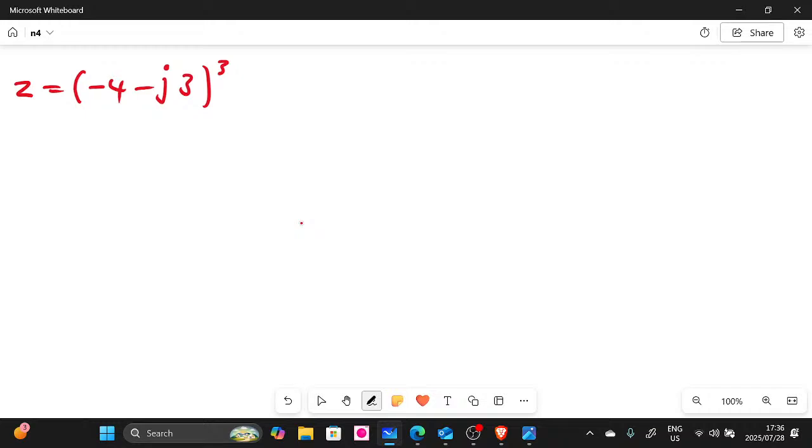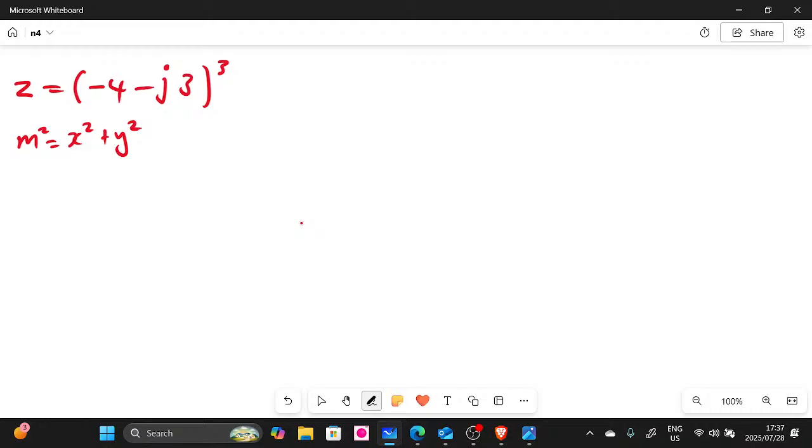So the best thing that you must do here is first calculate what we call the modulus. Guys, modulus is more like the Pythagoras theorem, right? Where you have x squared plus y squared is equal to r squared, but in this case it's going to be m squared.